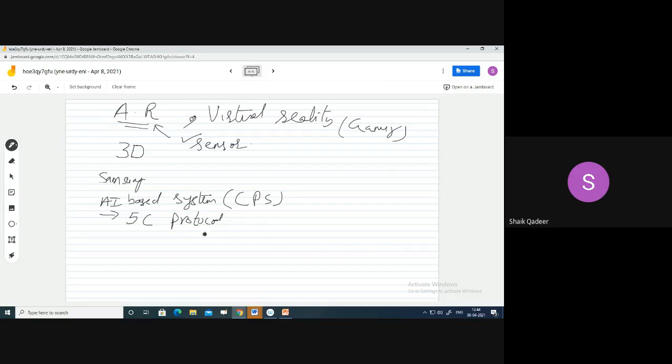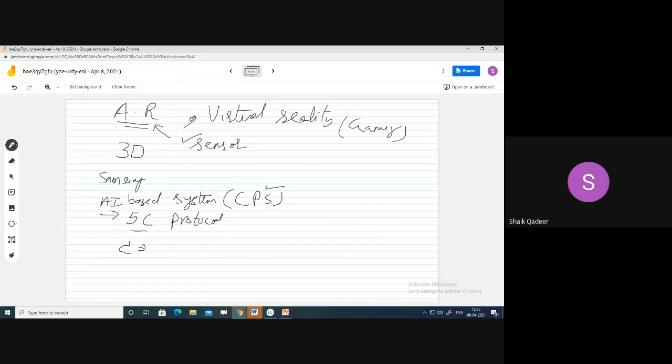Okay, can you please pronounce this? AI based system is called as what? CPS. CPS means what? Cyber Physical System. It is based on which protocol? 5C protocol. Very nice. Now look here, what is this first C?